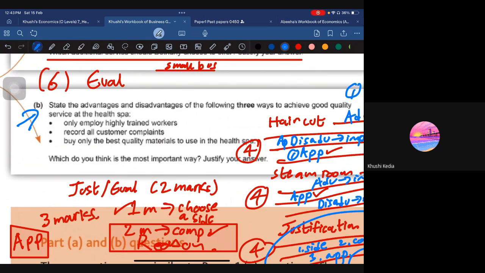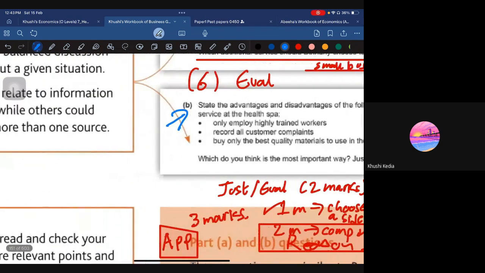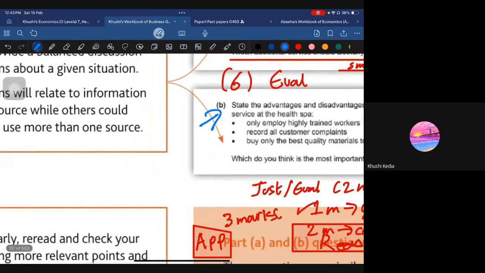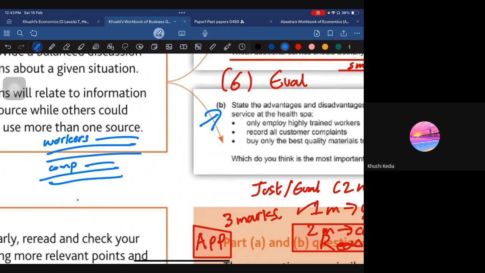Now, what are you going to do? The length, first thing, again, the length is going to be the same. Now what is going to happen is that the workers point is going to give you three lines to write, probably. Then customer complaints, he's going to give you three lines to write. Then buy best quality material, he's again going to give you three lines to write. And then a recommendation, three lines to write.